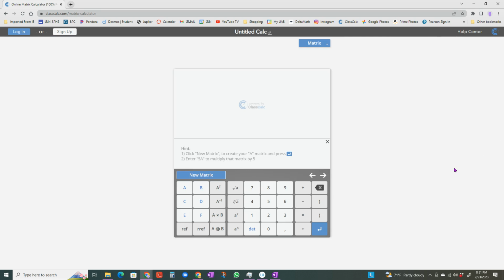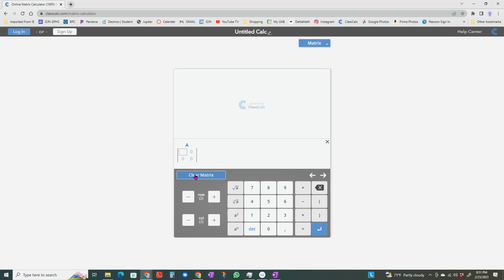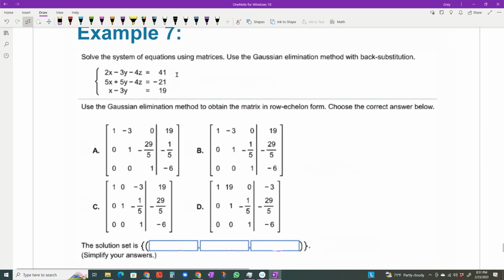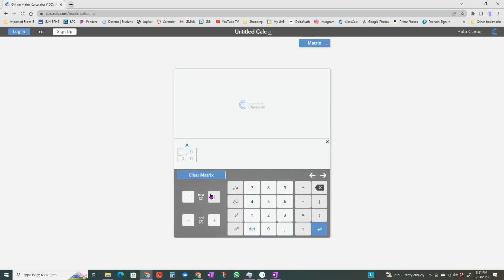And it looks like this. It gives you some hints if you need that, but you're just going to click on New Matrix. And if you can see, this is a 2 by 2, but we have to put this whole thing in here. So this is 1, 2, 3, 4 columns, 3 rows. So you just need it to look like that. So we said 3 rows and 4 columns. So it looks like that.